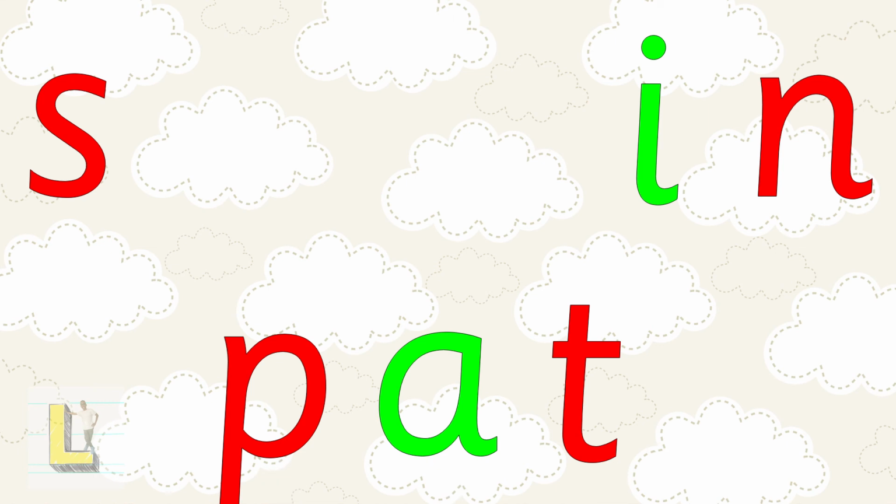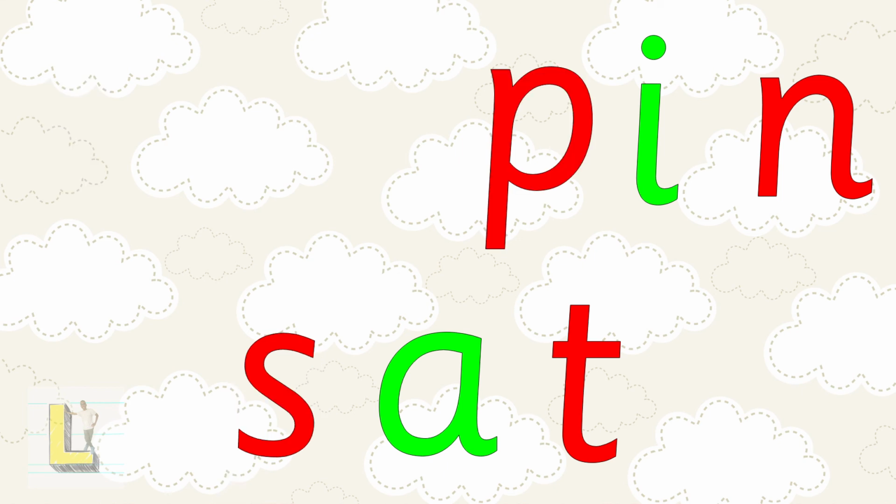Now can we make sat? Which two sounds need to swap around? I sat on the floor. Awesome! You can swap the s and the p to make sat. And guess what? We're back to the word we started with, which means we made it full circle.